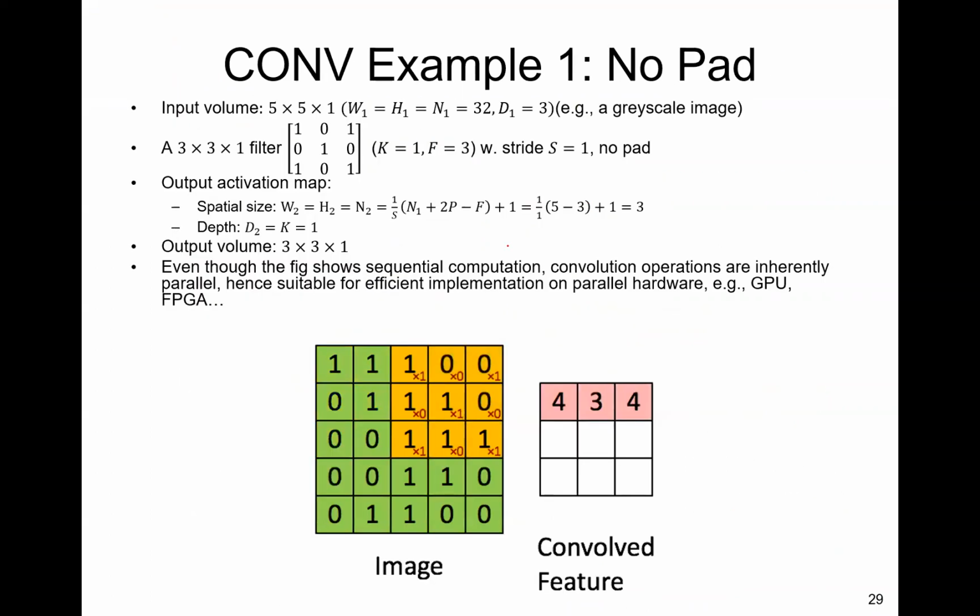So here's an example, just to apply the formula. The input volume is 5 by 5 by 1, so it's a grayscale image, and a 3 by 3 by 1 filter. So F is 3, K is 1 because there's only one filter. Stride S is 1, then the spatial size is computed as 5 minus 3 divided by the stride 1 plus 1, which is 3. Depth is 1 because there's only one filter. So the output volume is 3 by 3 by 1.